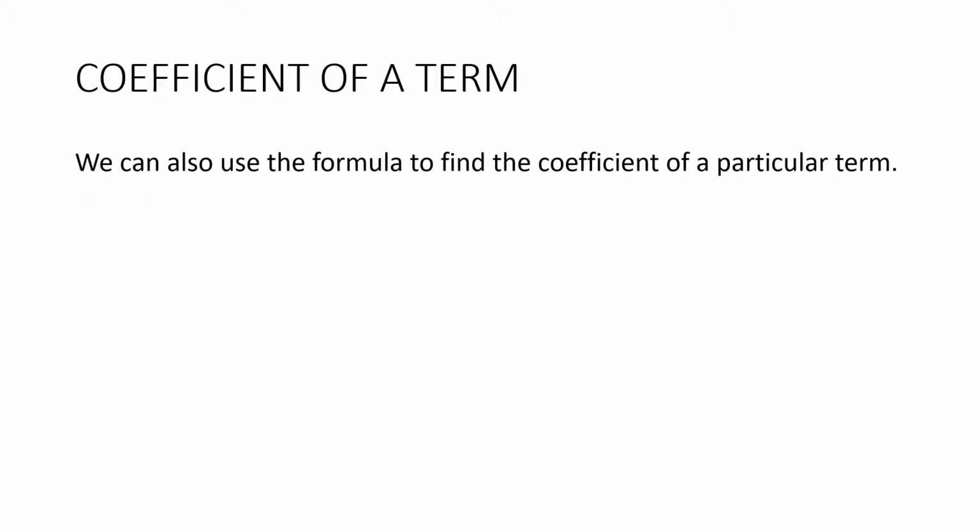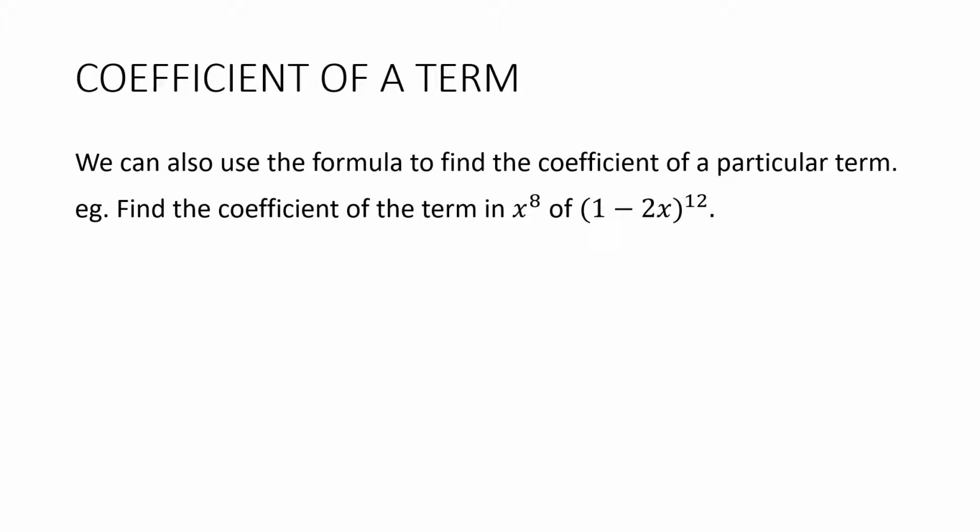We can also use the formula to find the coefficient of a particular term. So suppose we want to find the coefficient of the term in x to the 8 of (1 minus 2x) all to the power of 12. So again, like we just did, this 1 is going to be a, minus 2x is b, and this is n. So n is equal to 12. When I substitute that into the formula, we want this raised to the power of 8, so r is 8. Substituting it in, we get 12C8, and then a is 1 to the power of 12 take away 8, which is 4. And then see how I've included the negative in here. So this is (negative 2x) all to the power of 8.